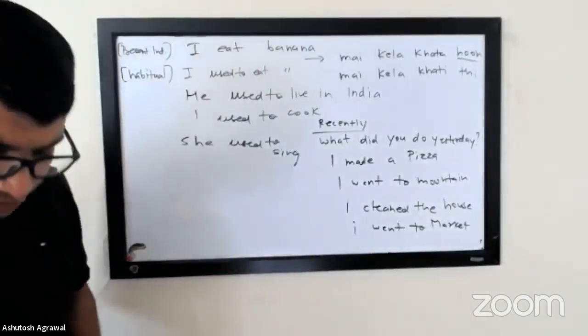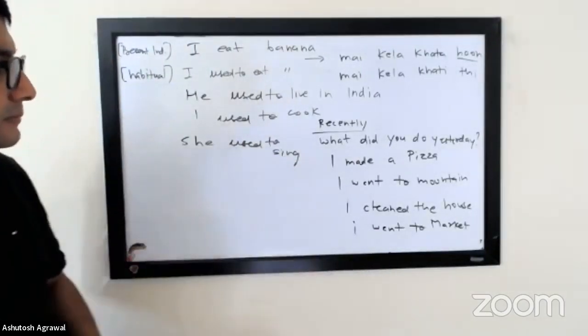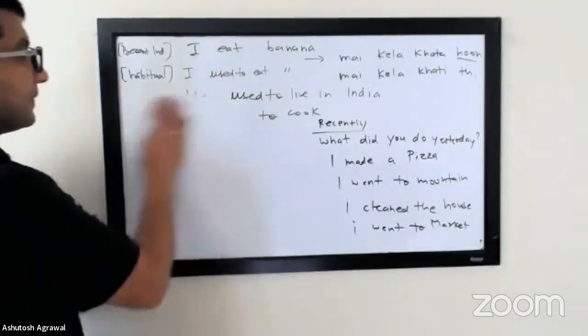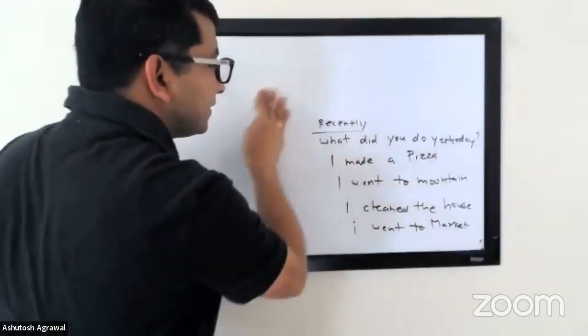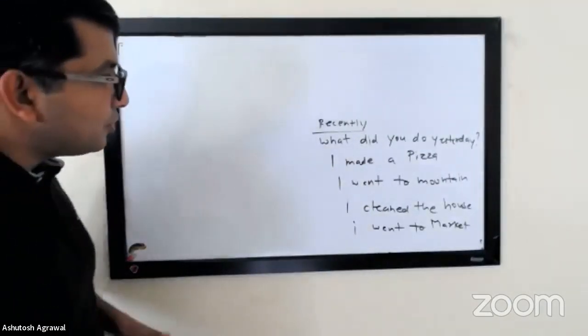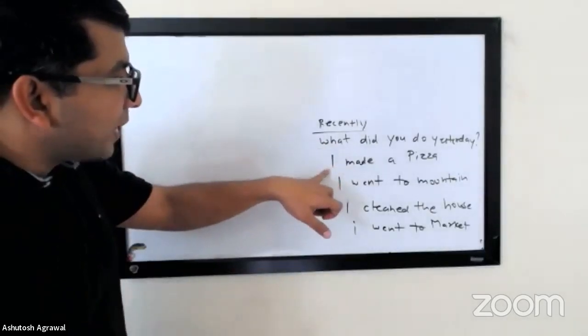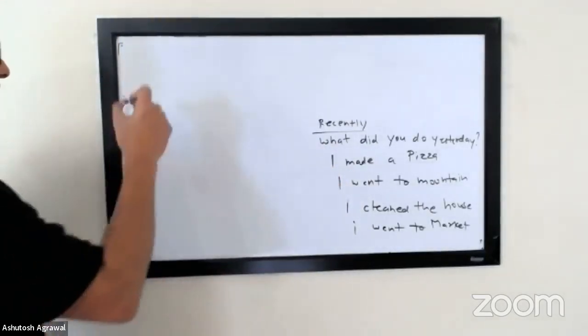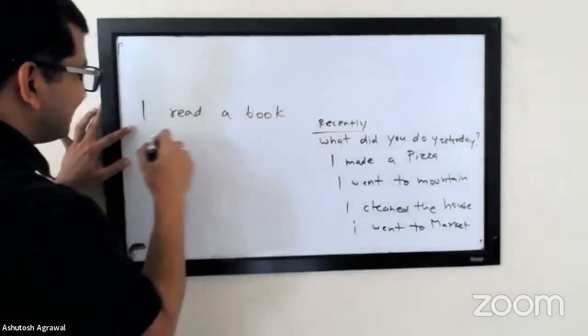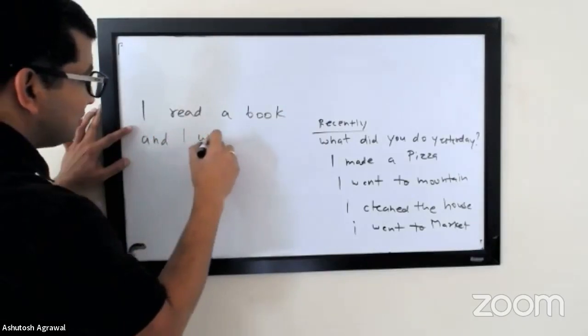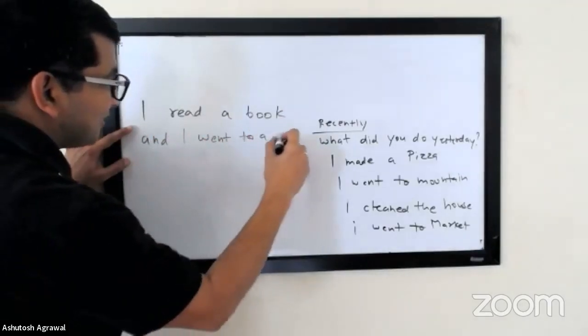No problem. Now let's jump to something that happened recently. Again, the activity happened in the past. Let's see this one. Recently. Meera ji, you are again with me. What did you do yesterday? I read a book and I went to a concert. Amazing. I read a book and I went to a concert. How will you say that in Hindi? Okay.